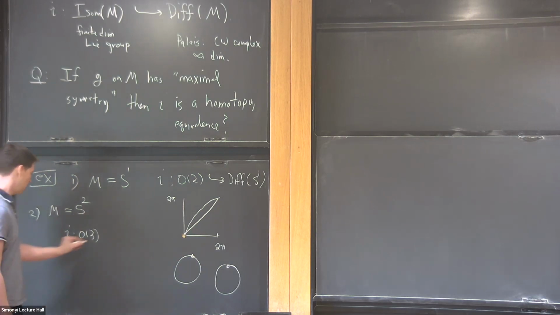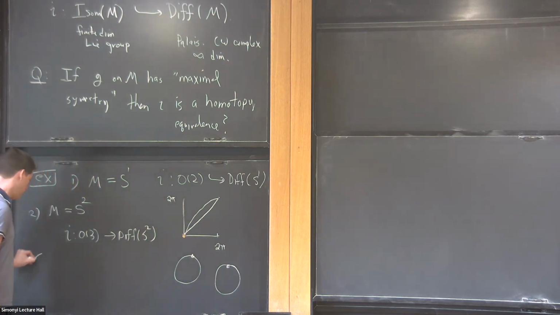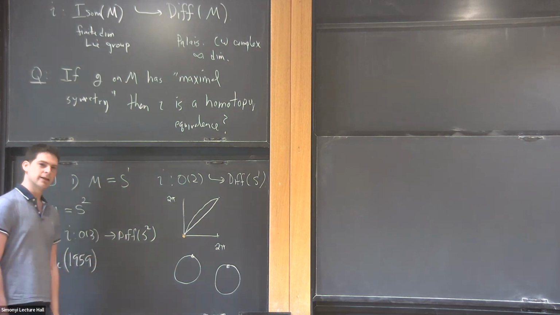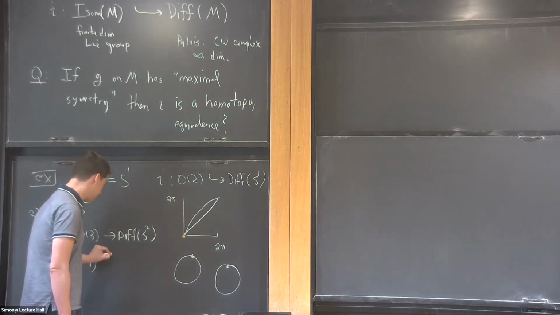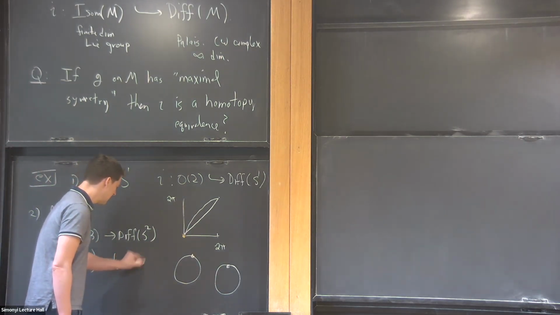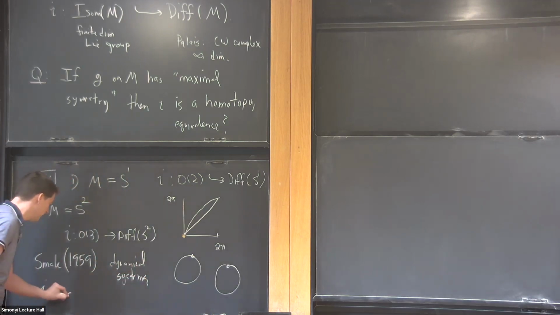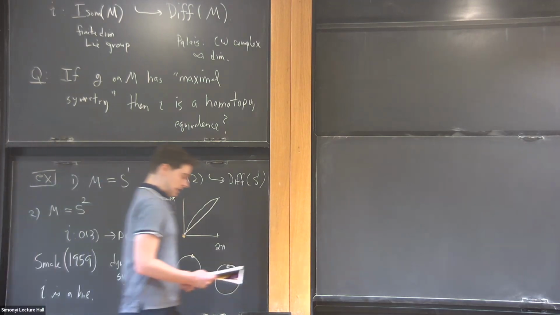This one is actually quite hard. This is about diffeomorphisms of S2, and this was proved by Smale in 1959. It's already not a trivial argument, so it uses dynamical systems. So this map I is a homotopy equivalence. Are there other ways to do it without dynamical systems? Well, you can now do it with mean curvature flow. I'll explain in a second how that works, but there is another proof using mean curvature flow.